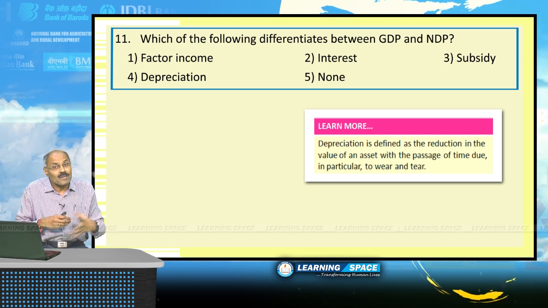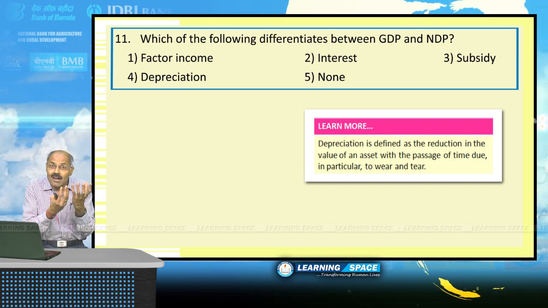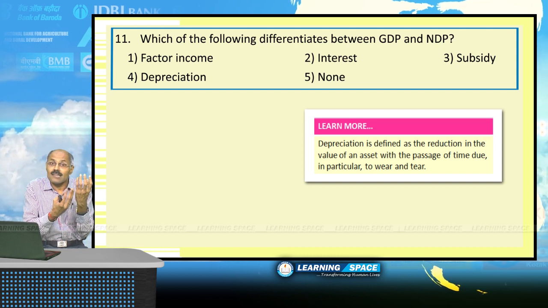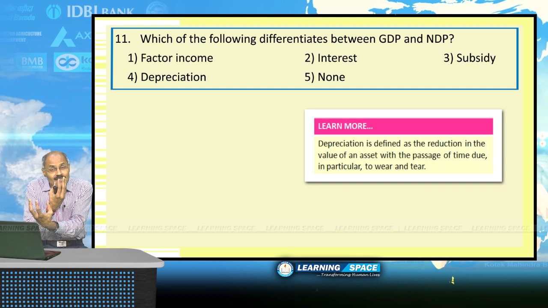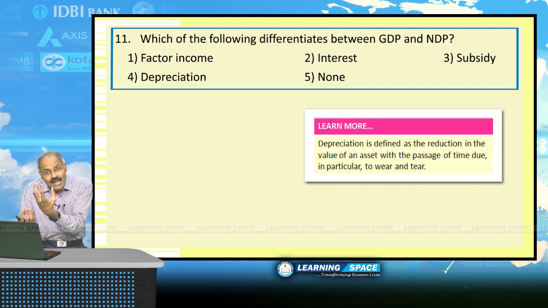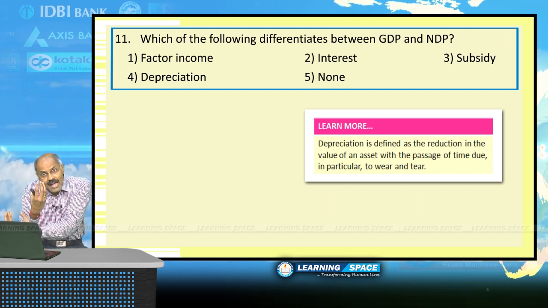That means you purchased a new car. Today the cost is 7 lakhs. Next year it will become 6.5 lakhs. After 2 years it will become 6 lakhs. After 3 years it will become 5 lakhs. After 4 years it will become 4 lakhs.